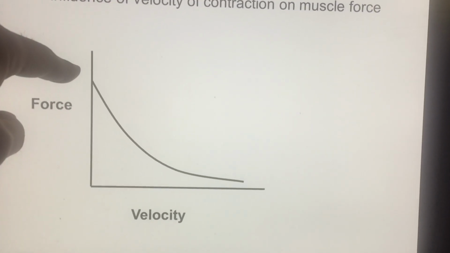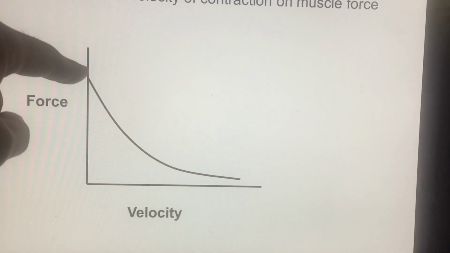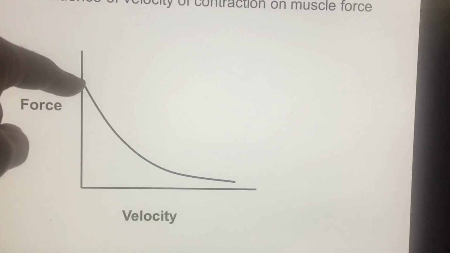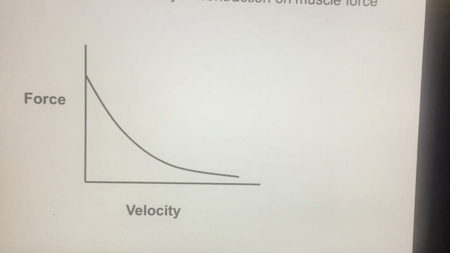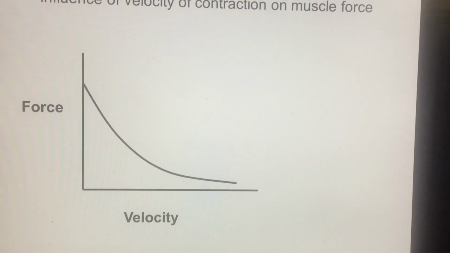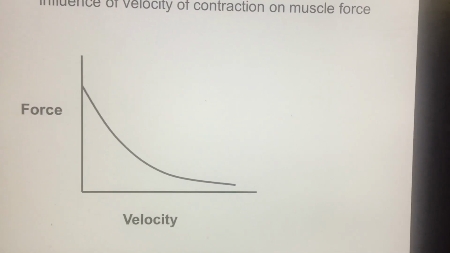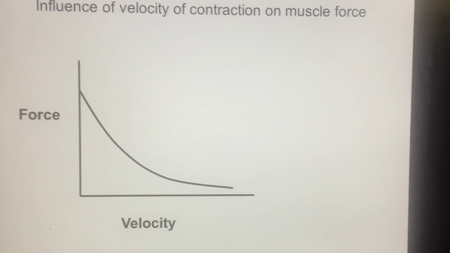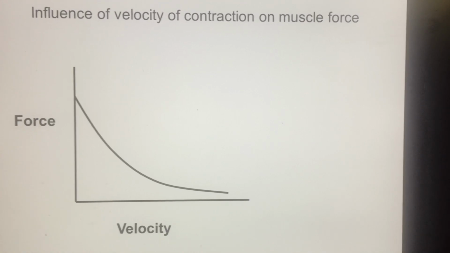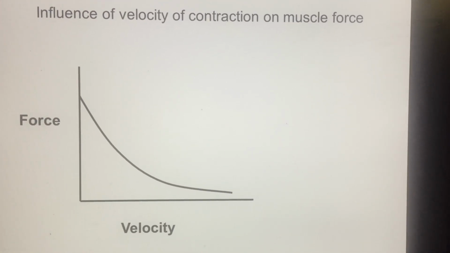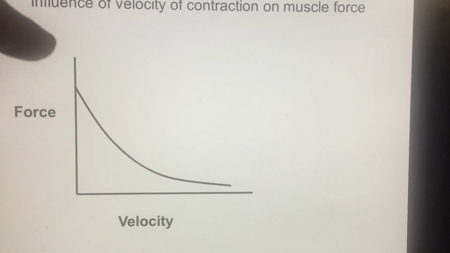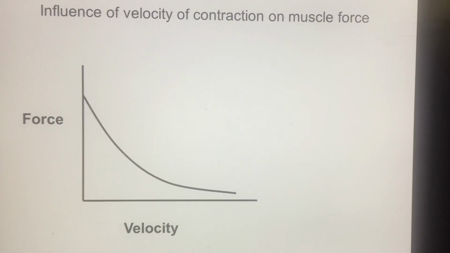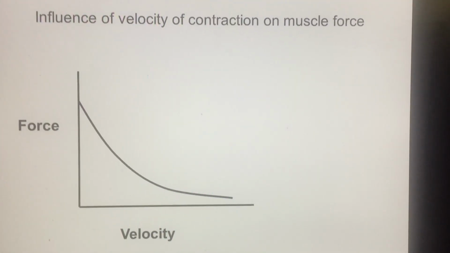So out here you've got zero velocity. It's like an isometric contraction. So it's a contraction where you're contracting your muscle, but you're not doing any movement. So it would be like pushing against a solid wall, an immovable object, or pushing against a heavy car that's too heavy to move. You can generate a lot of force at zero velocity. And then as you increase your velocity of contraction, your force generating capacity decreases.